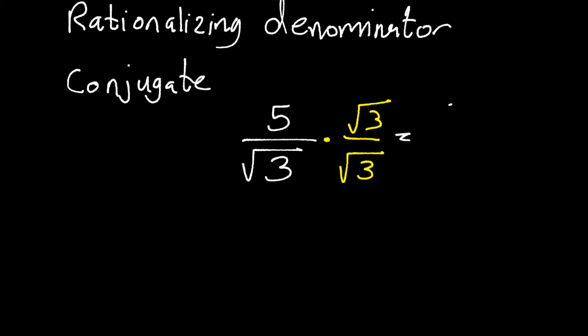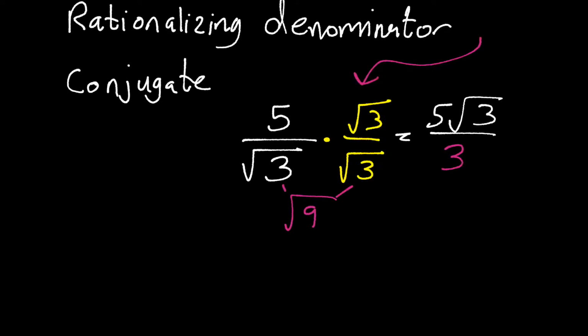We have 5 times the square root of 3 on top. And then what happens down here? You have the square root of 3 times the square root of 3. 3 times 3 is 9. So I have the square root of 9 when I multiply these two together. But what is the square root of 9? It's 3. So our answer becomes 5 times the square root of 3 over 3. And this is rationalizing the denominator. If we only have a radical in the bottom, we can rationalize it.